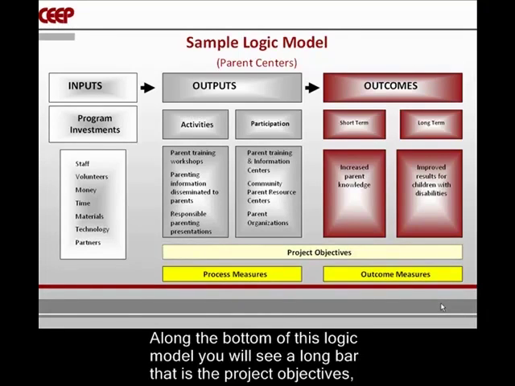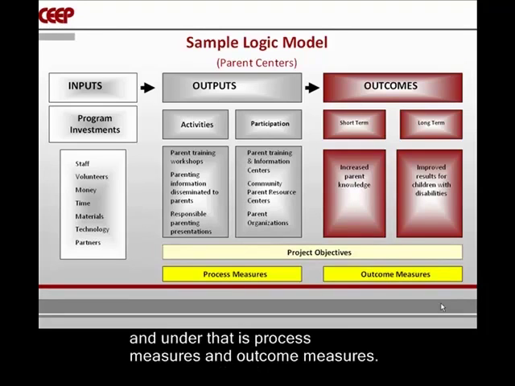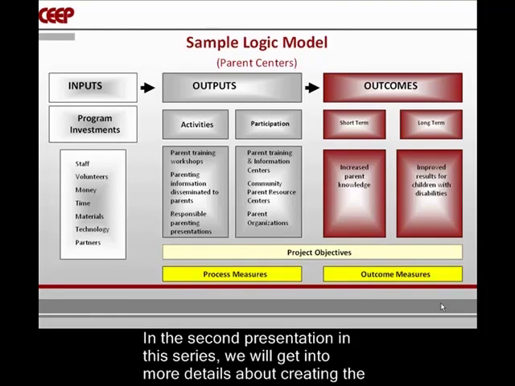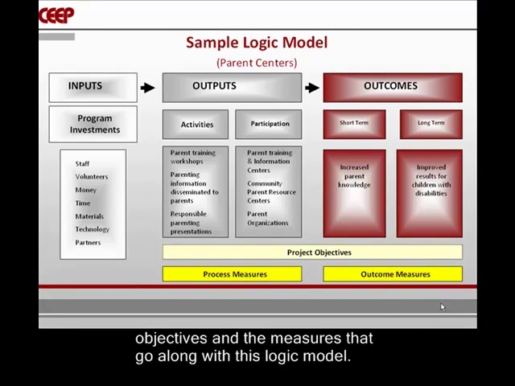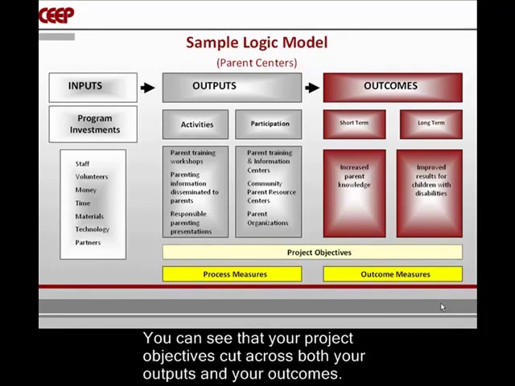Along the bottom of this logic model, you'll see one long bar that's project objectives, and under that process measures and outcome measures. In the second presentation, we'll get into more details about creating the objectives and the measures that go along with this logic model. But you can see that your project objectives cut across both your outputs and your outcomes.